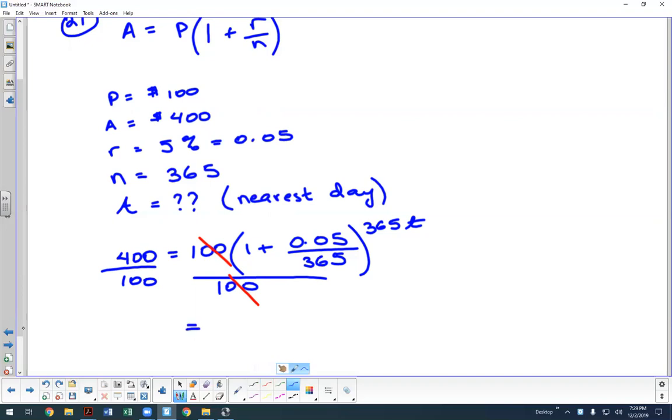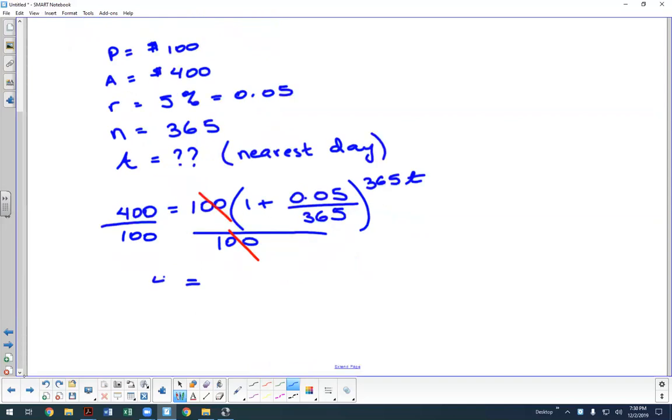So what do we get on the left-hand side? 4. And of course that whole parentheses, 1 plus 0.05 over 365, raised to the power of 365t. 0.05 divided by 365, is that not really a clean number? I was hoping for something small, but since it's giving you a pretty long decimal, I'm actually going to leave them as they are, okay?